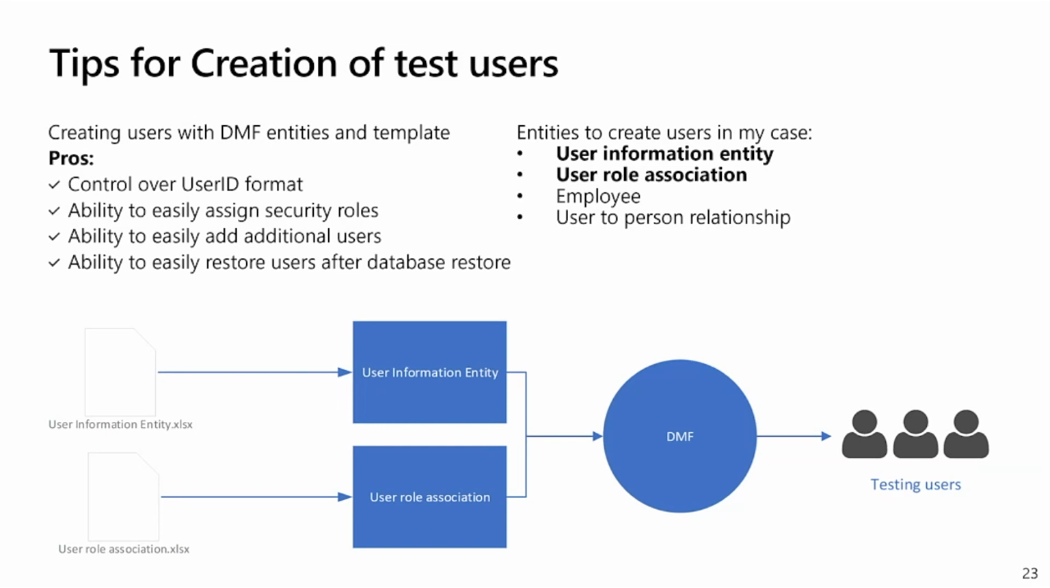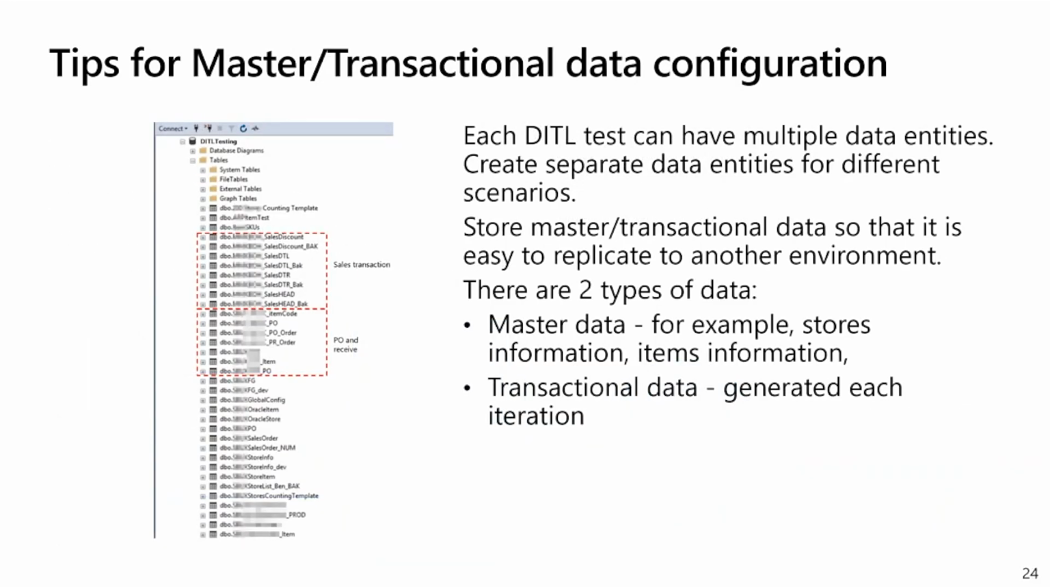And the last, I think, is very useful to reconfigure the testing user when the DB is refreshed from production. Because in every DB refresh, you need to reconfigure all the testing users in the system, and the priorities as well. And these are the tips for the data configuration.